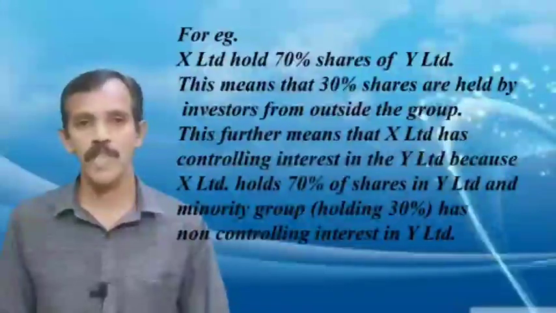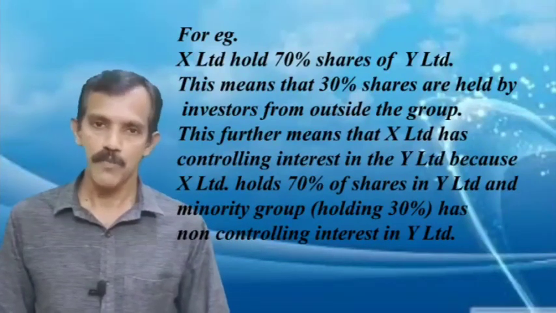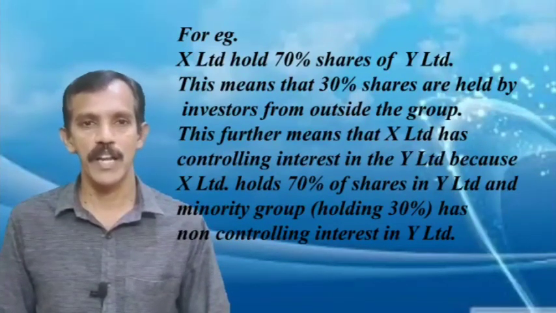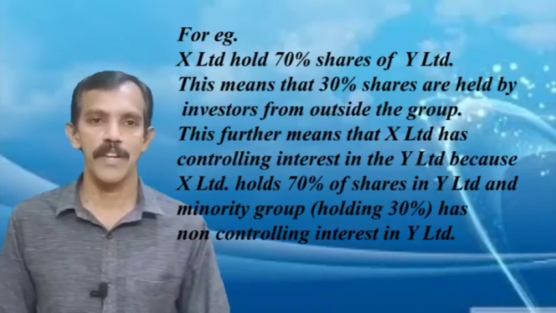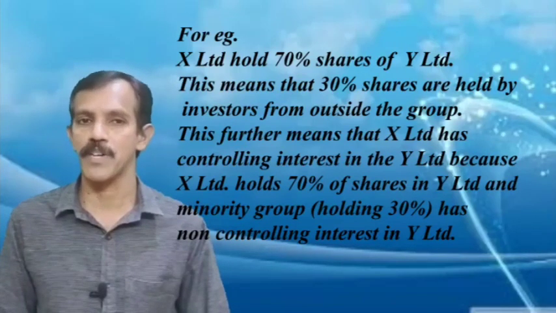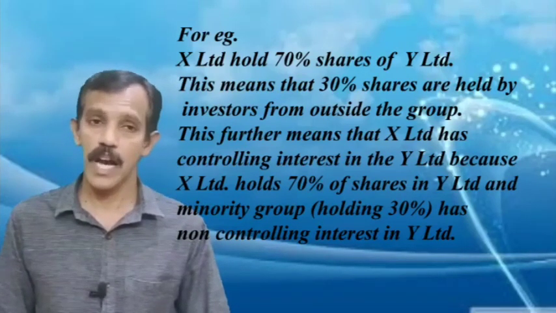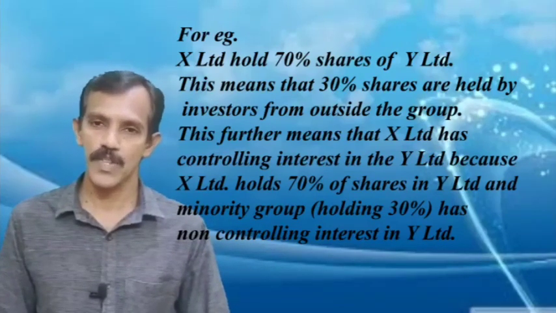For example, X Limited holds 70% shares of Y Limited. This means that 30% shares are held by outsiders in the group. This further means that X Limited has controlling interest in Y Limited because X Limited holds 70% shares in Y Limited. And the minority group holding 30% has non-controlling interest in Y Limited.